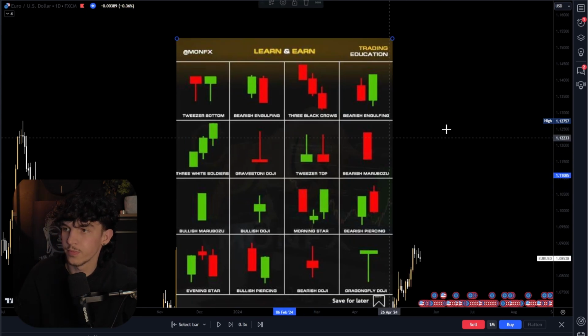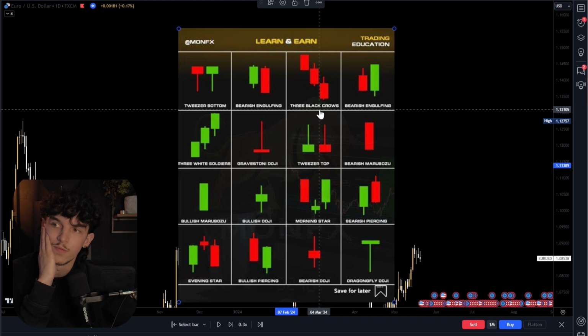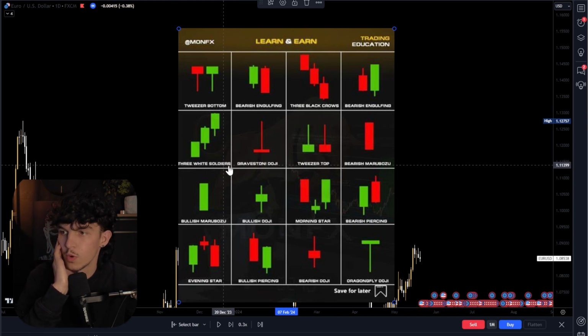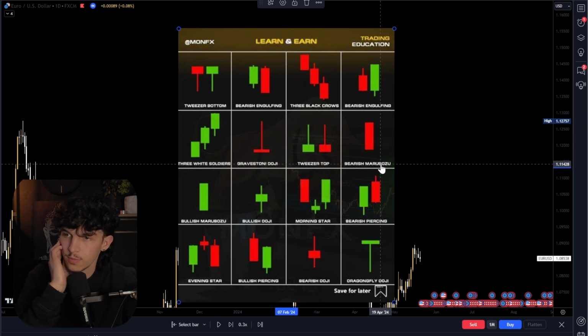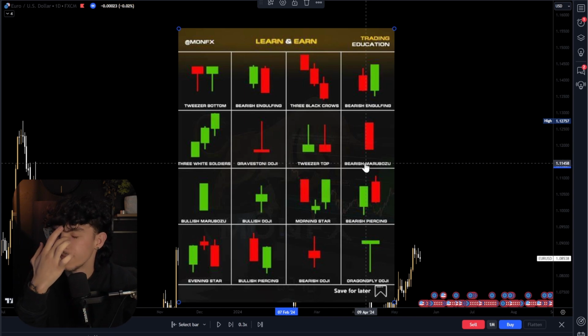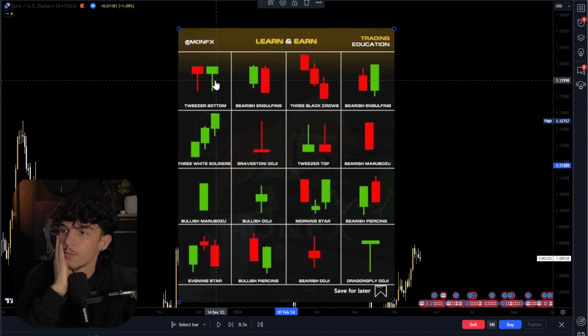Bam. Right. So we have tweezer bottoms, bearish engulfing, 3 black crows, bullish engulfing, 3 white soldiers, gravestone doji, tweezer tops, etc. But what do these mean? So let's go through tweezer bottoms first. Tweezer bottoms are very bullish, right?